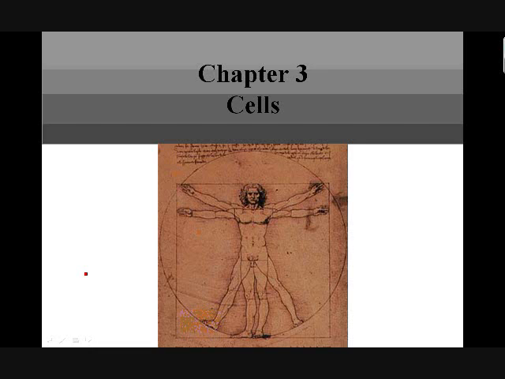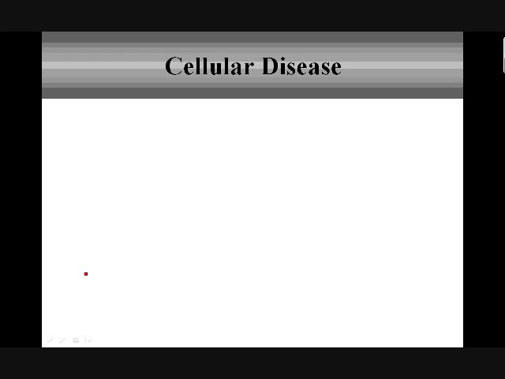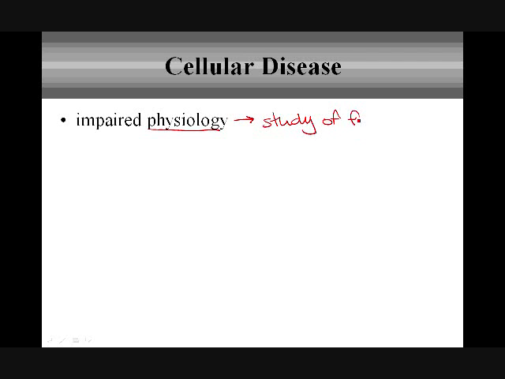Okay guys, in this particular lesson what we're going to cover is cellular diseases, and we're specifically going to talk about diseases that are related to the information in this chapter. So the first thing that we need to focus on is the idea that cellular disease is really about impaired physiology, and we should really remember that physiology is the study of function.